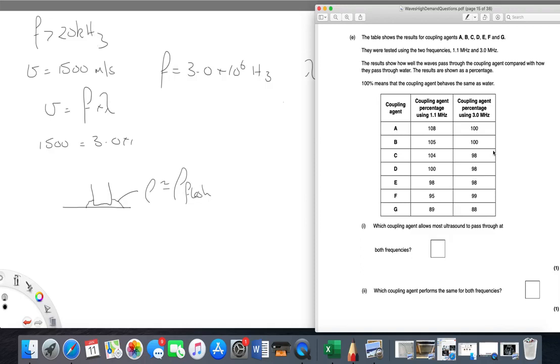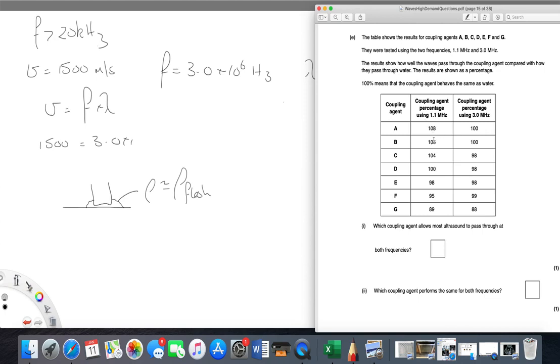So which one allowed most ultrasound to pass through at both frequencies? So we're looking for the biggest number for both of these. So 108 and 100, 105 and 100, 104 and 98. Looks like A is going to be the one. 108, 98, 98, yeah. So A is the one because it has the highest numbers for both.